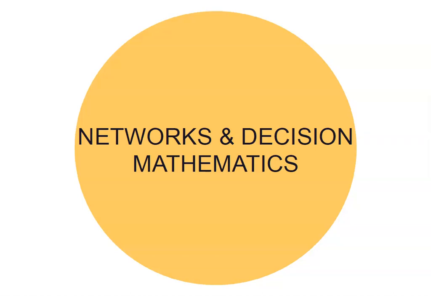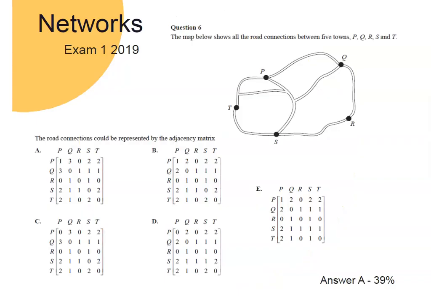Hi everyone, in this video we're going to go through some of the challenging questions from the 2019 VCAA exams, focusing on networks. Okay, so for the first question here, we're looking at question 6 in the multiple choice exam 1. So this question, only 39% got the right answer of A.